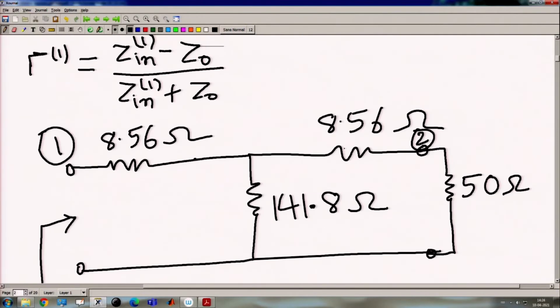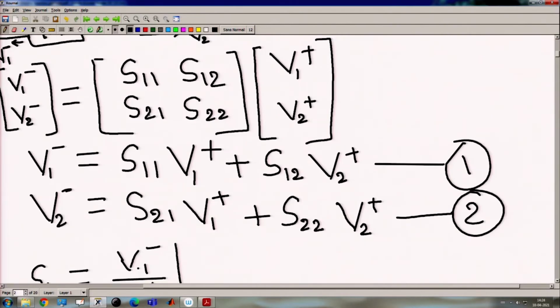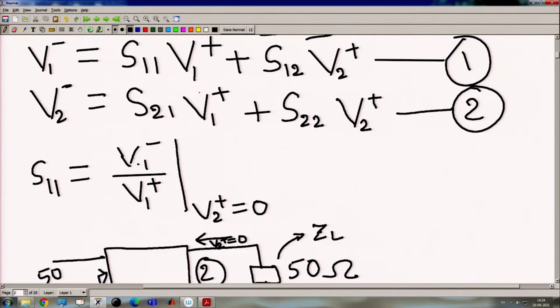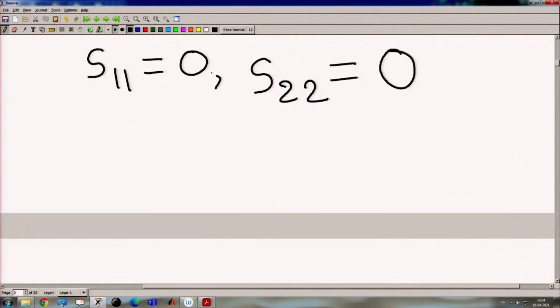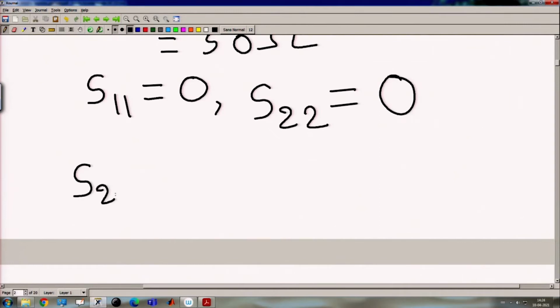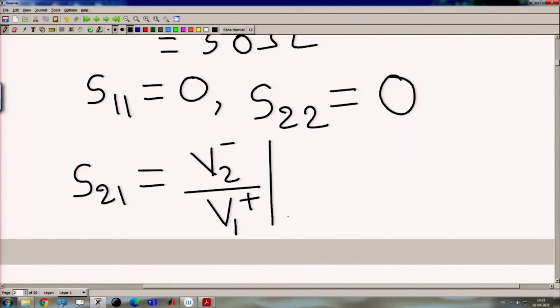After this, we have to find out the remaining parameters, that is S12 and S21. Again, S21 and S12 will be the same, because this is symmetrical. After this we can see that S21 can be defined as V2 minus divided by V1 plus when V2 plus equal to 0. So, S21 can be defined as V2 minus divided by V1 plus when V2 plus equal to 0. V2 plus equal to 0 means again port 2 is terminated with a matched load, and we know S11 equal to S22 equal to 0.